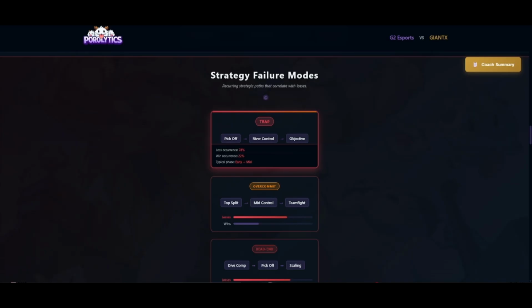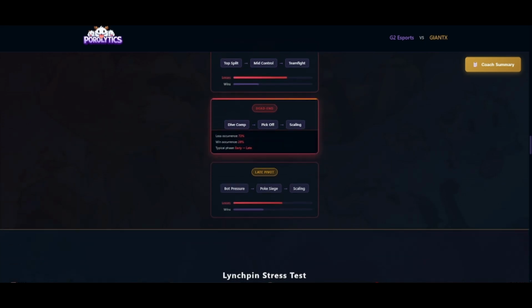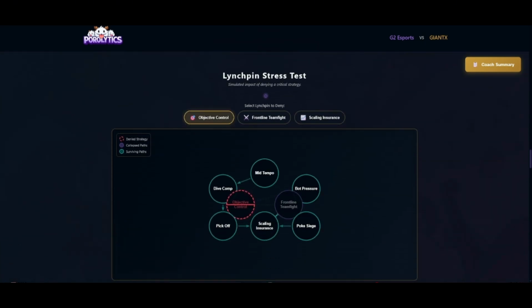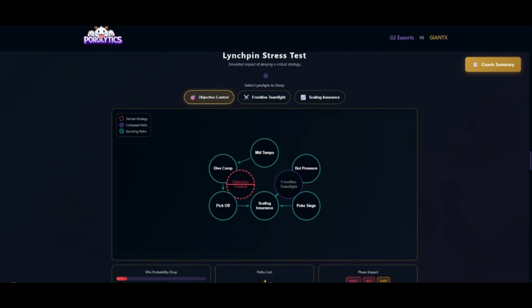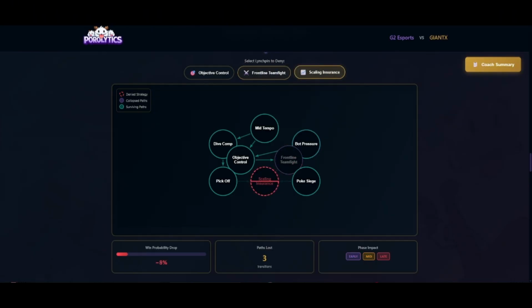Then comes the strategy failure modes. It identifies recurring strategic sequences that strongly correlate with losses, such as traps, overcommits, or dead-end paths. Then comes the linchpin stress test. It simulates the effect of denying a critical strategy to observe which win paths collapse and how success probability drops.